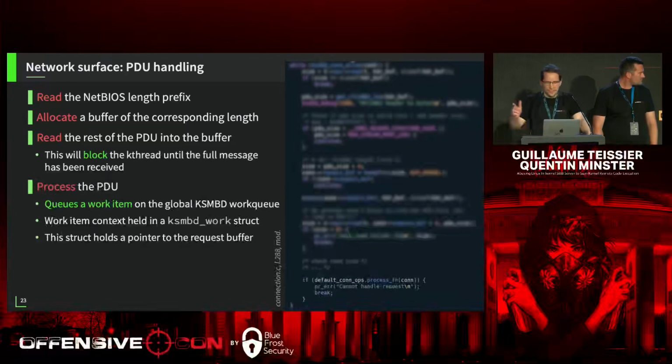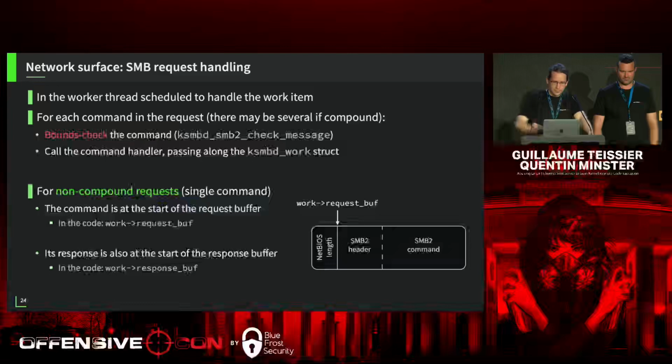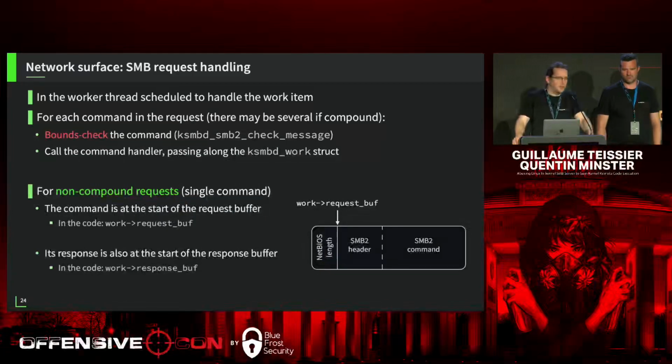And then you just process the full request that you received through a work queue. KSMBD does that with a context, a KSMBD work structure, that holds a pointer to the request buffer and various kinds of stuff you need for the request processing. Okay, so once we have the request and we schedule it on the worker, it's going to get bounds checked for each command in the request. And there may be several if it's a compound command, but each of them is going to get bounds checked. And then the command handler specific to each command will get called.